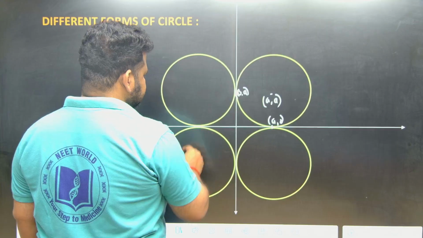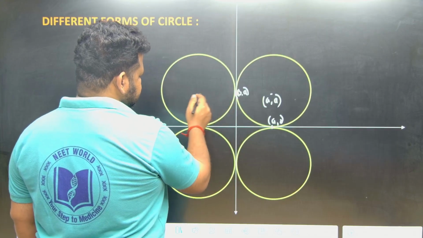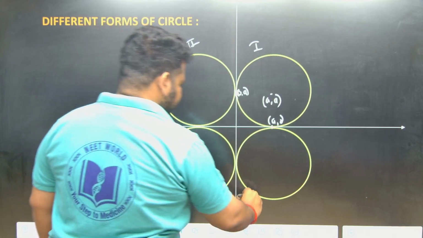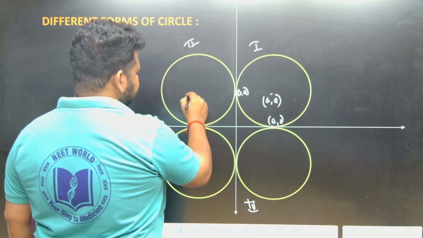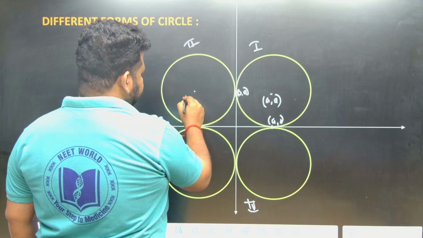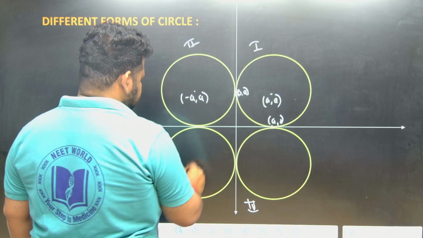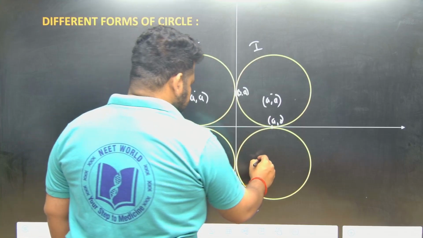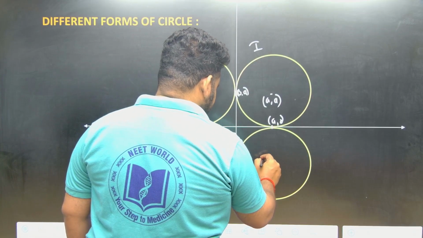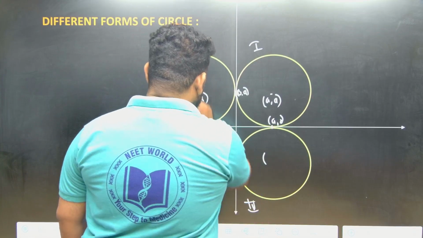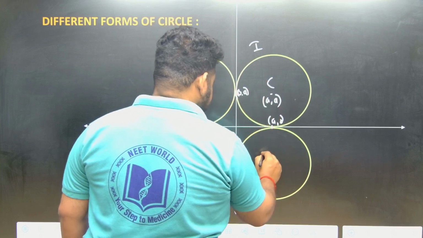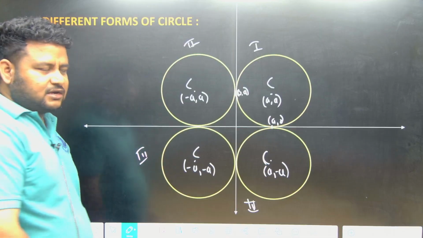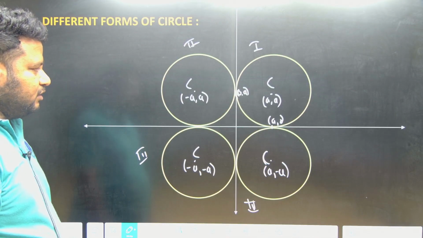If you talk about the first quadrant, second quadrant, third quadrant and fourth quadrant: in the first quadrant the center is (a, a). In the second quadrant, the center will be (minus a, a). In the third quadrant, the center will be (minus a, minus a). And in the fourth quadrant, the center will be (a, minus a). You have to remember this.